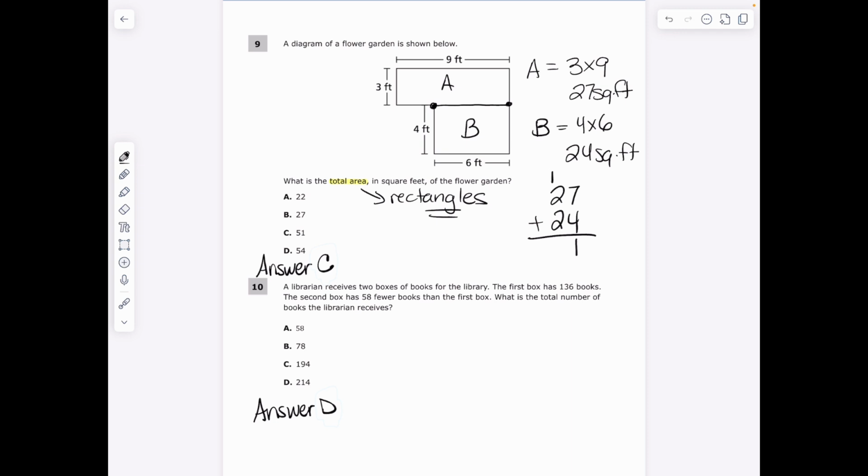I don't know why I wrote 3 there for a minute. And then I get 51 as my final answer. So I have 51 square feet. Now, if you had done it the other way around, let's just play with this idea for a second.